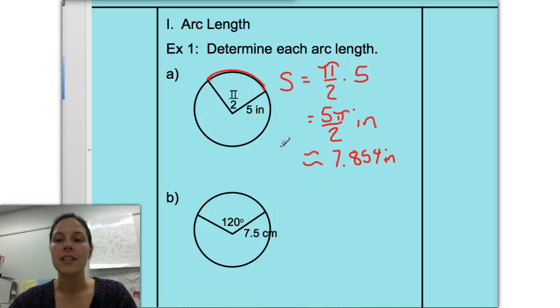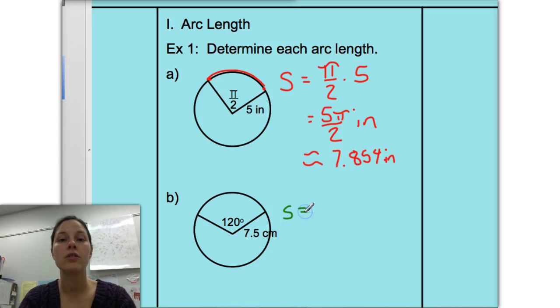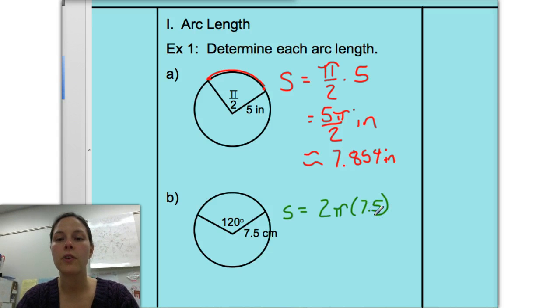The next one is in degrees, so we can't use the shortcut of the formula. So what you could think about is if we found the whole circumference of the circle, that would be 2 pi times the radius. But we only want the fraction of the circumference that's covered by a 120-degree angle. So here's one way to set it up, and then you could simplify that one.